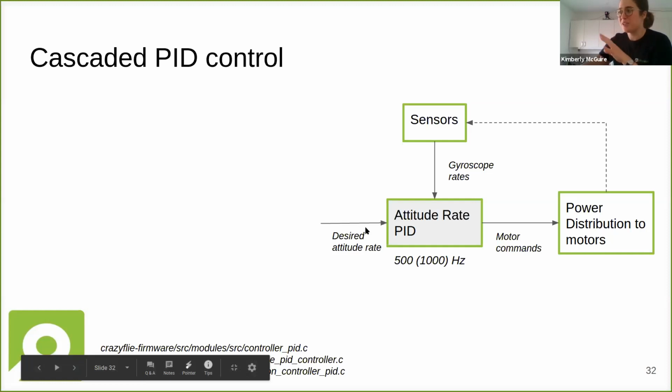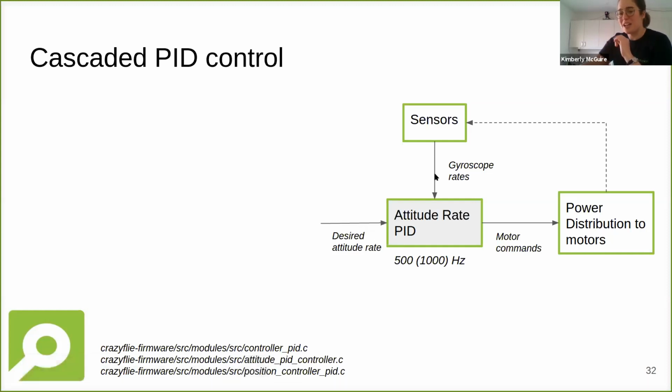The lowest level is an attitude rate PID controller. It receives the slightly filtered raw gyroscope angle rates as the measurement, and it gets the desired attitude rate from someplace, takes the difference, does the PID magic, and outputs motor commands. Right now it's implemented at 500 Hertz. However, it was supposed to be a bit higher, I think twice as high, because this is sampled at 1000 Hertz. So it's also interesting to see whether implementing this at a higher rate would actually improve the results. But anyway, right now it's 500 Hertz.